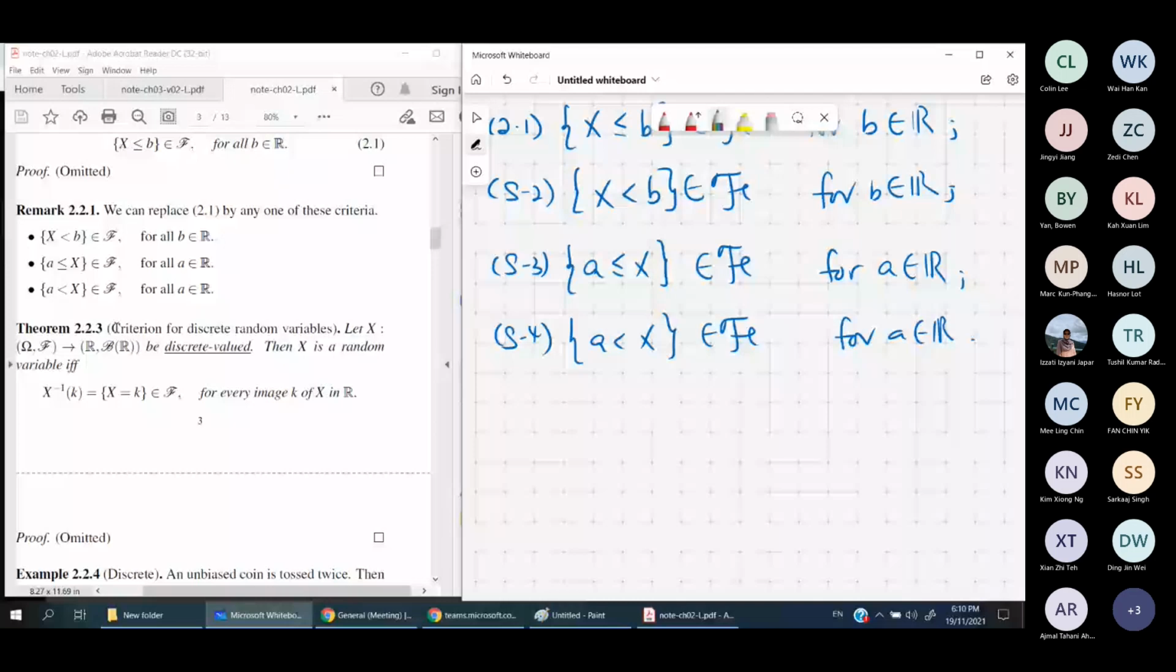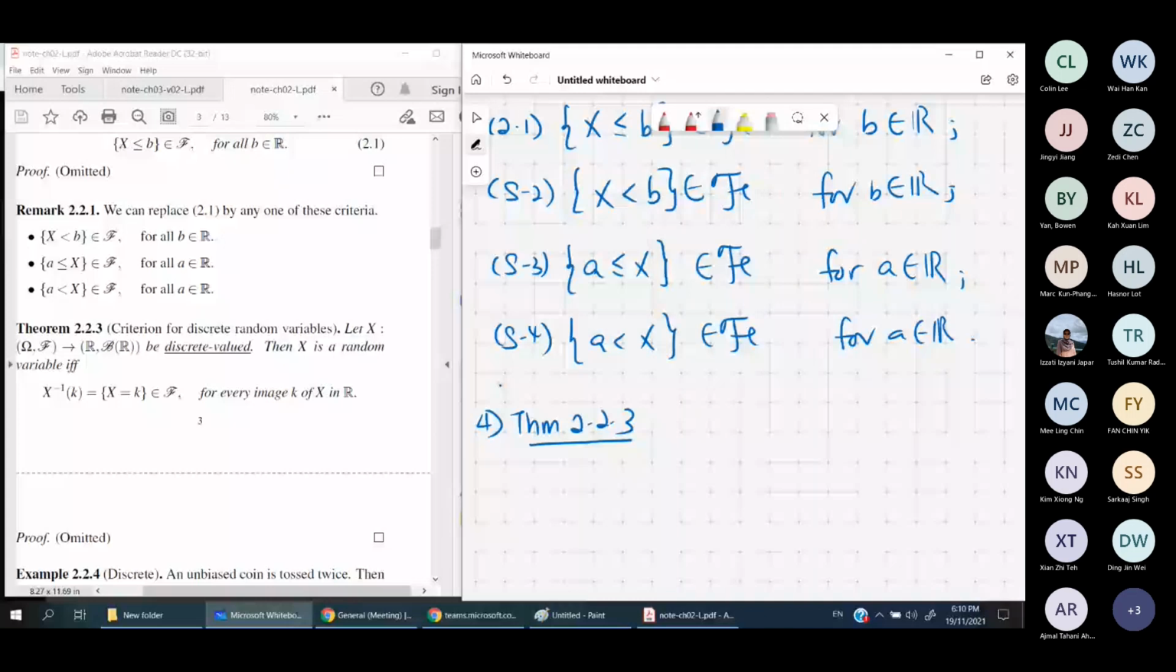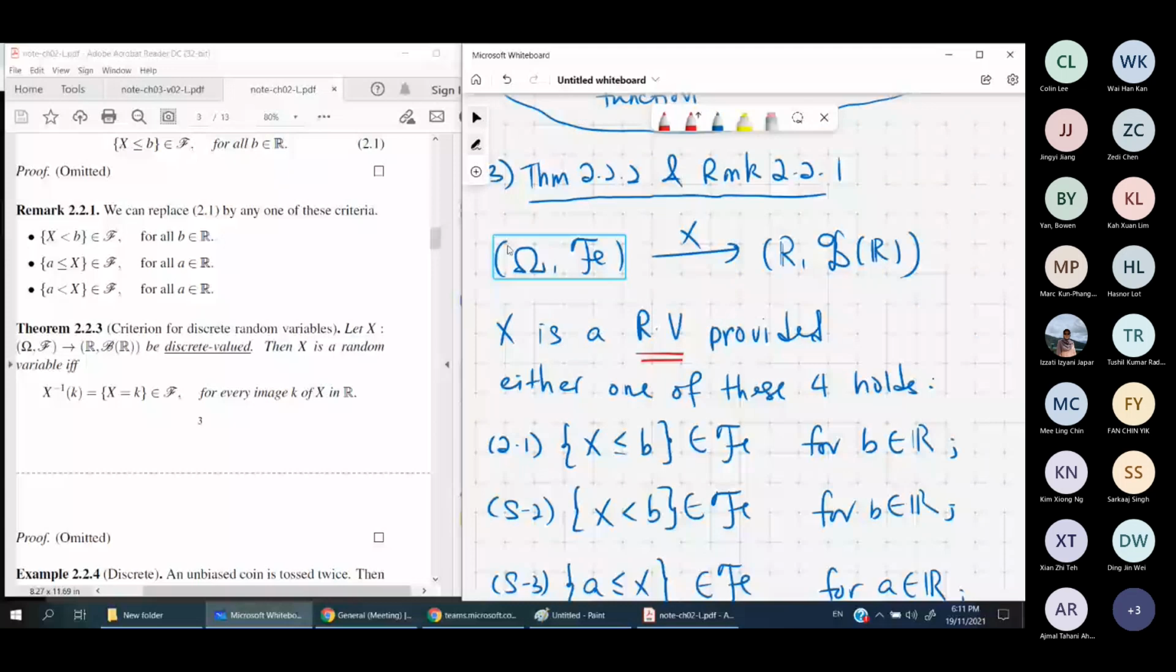So maybe just stay here. So number 3 or 4. This is another important result. We can use all this to test whether a function is a random variable. For the first one, theorem 2.2.2, this is actually applicable to all the cases.